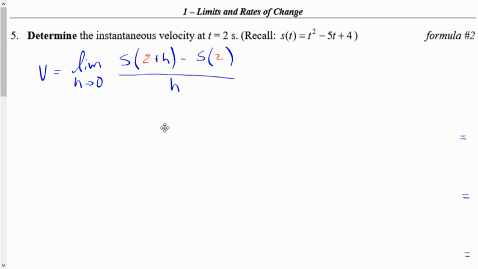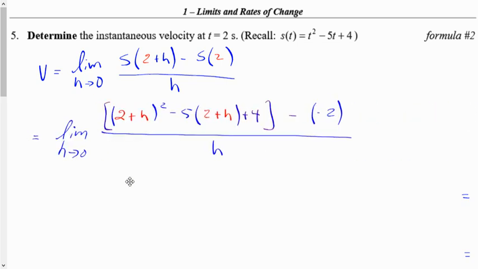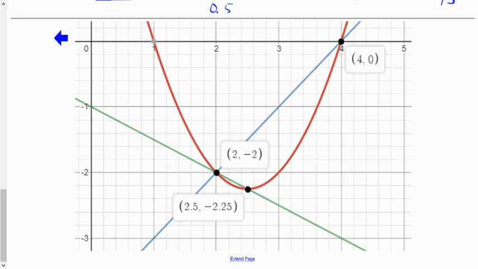I can do that substitution into the formula that we're given, substituting the 2 plus h's in for time. And then here, when I substitute the 2 in, my position ends up being a negative 2. And again, that's what we saw in this graph here, that when x is 2, my y value was negative 2.